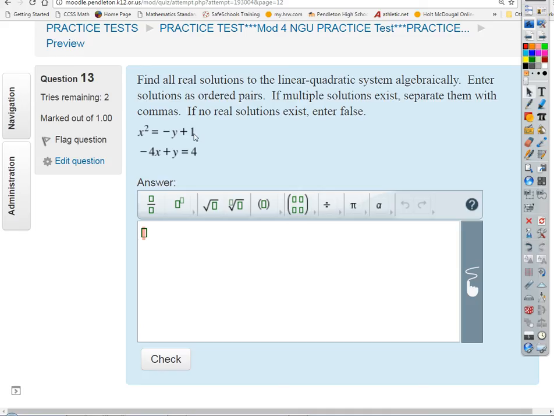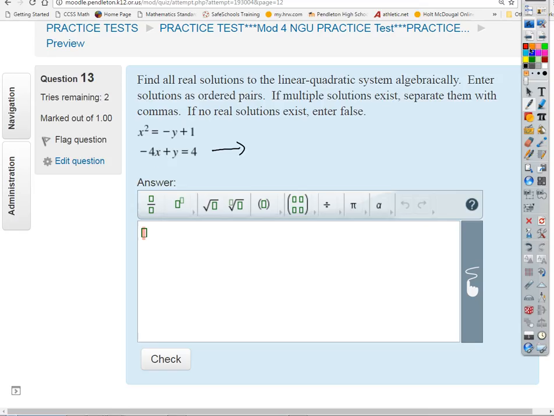I've got a quadratic equation. Now, which variable is being squared in the quadratic equation? X is. So what variable do I probably want to substitute for? Y. Okay, so then I'm going to go down to that bottom equation, and I'm going to solve for y. So what's the only thing I've got to do to get y by itself? I've got to add 4x to both sides.